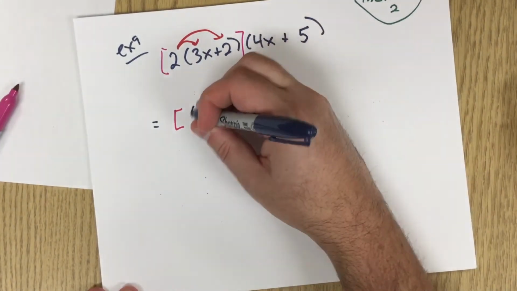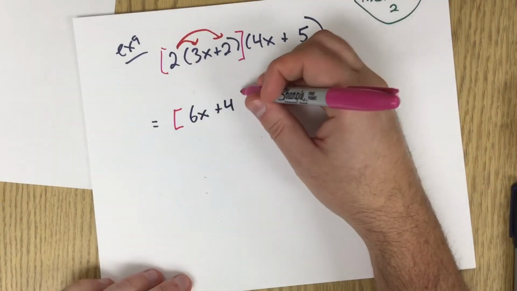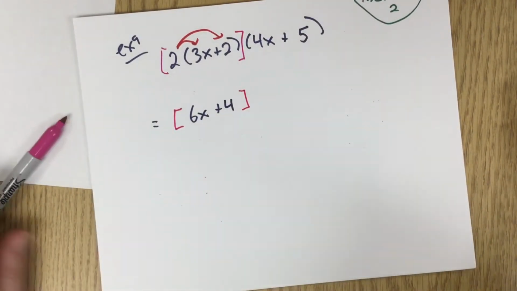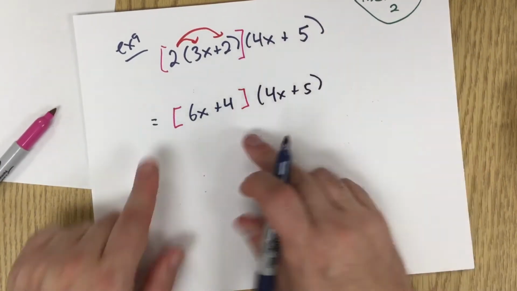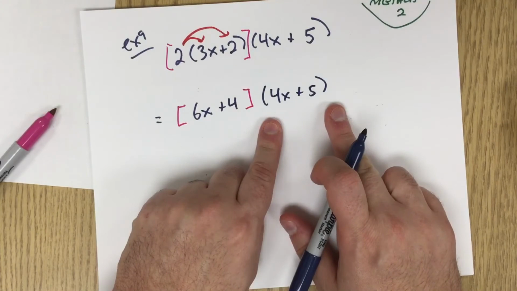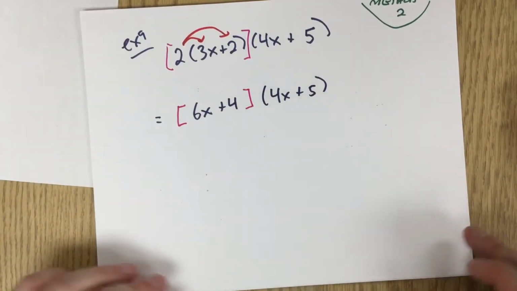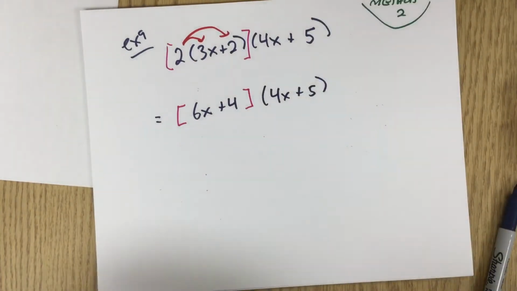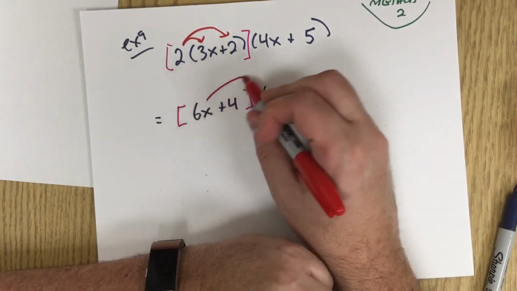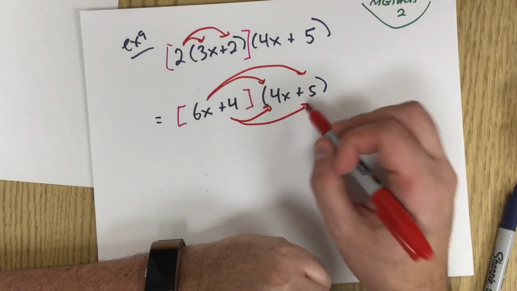So 2 times 3x is 6x. 2 times 2 is 4. Times 4x plus 5. Here we have some square pink brackets, some curvy blue brackets. Brackets are brackets, parentheses. It's all the same thing. It just means do that first. We have binomial times a binomial. We're down to our usual shenanigans. So this multiplies into there. This multiplies into there.